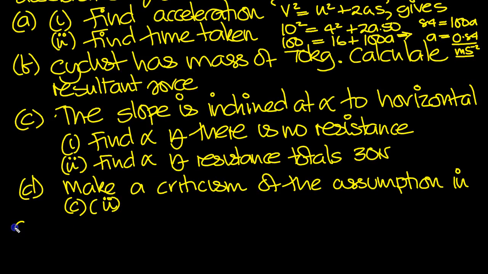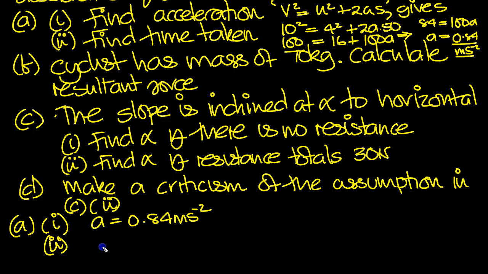So I'll just summarize it here. A part 1, a is equal to 0.84 m/s². Part 2 then. Find the time taken. Well, we know the other common formula is v equals u plus at, and we can use this one, can't we? This formula gives, we know the final velocity, initial velocity and the acceleration, so we can find the time.